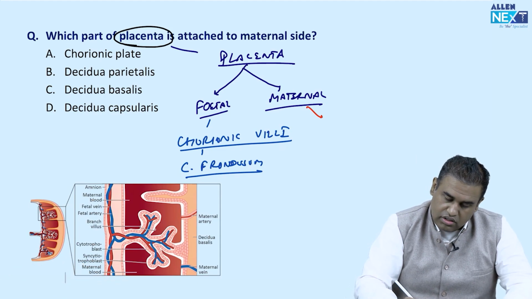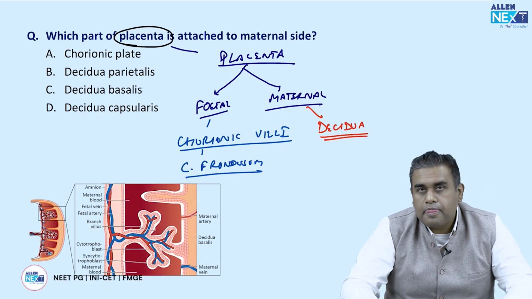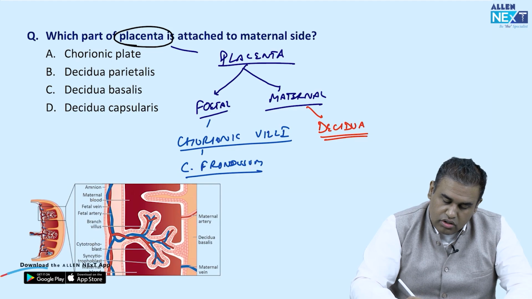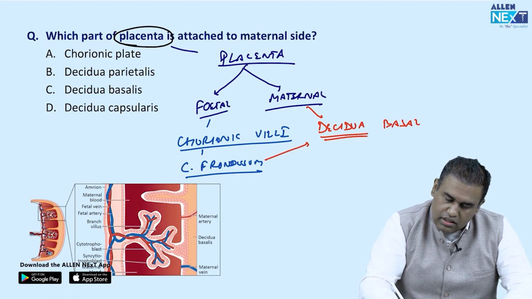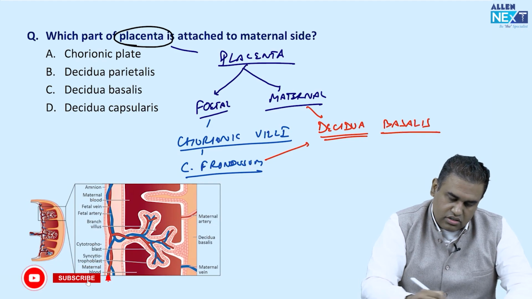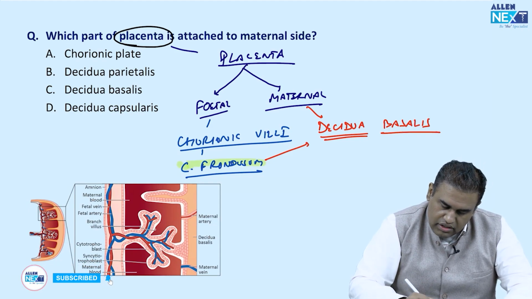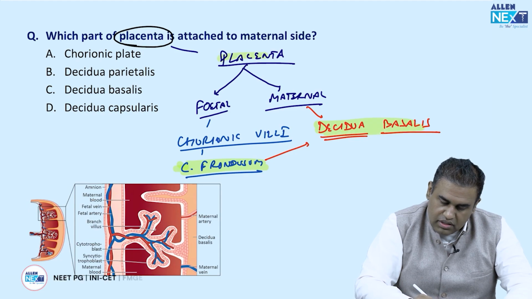Now, from the maternal aspect, the whole implantation, the whole embryology, is occurring in the uterus. When the uterus becomes pregnant, it is known as decidua. And that part of the uterus where the chorion frondosum will enter is known as decidua basalis. So it is a combination of chorion frondosum and decidua basalis which forms the placenta.